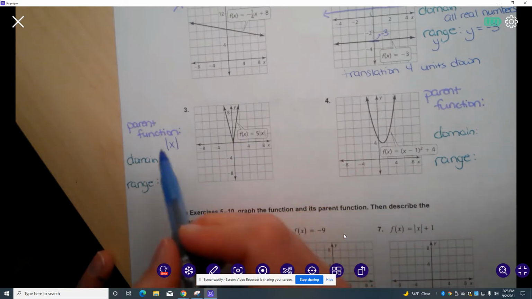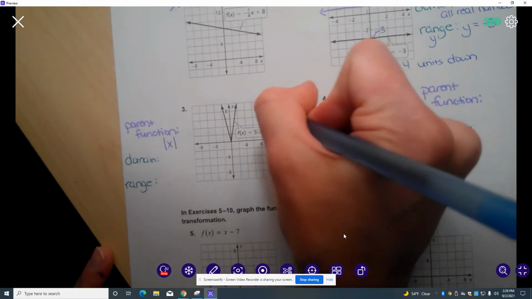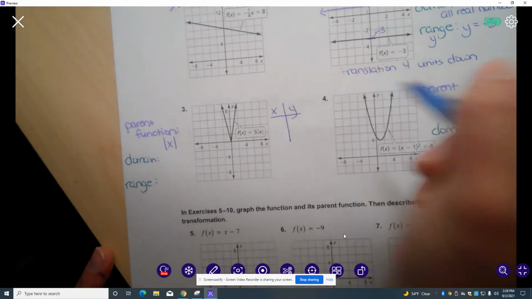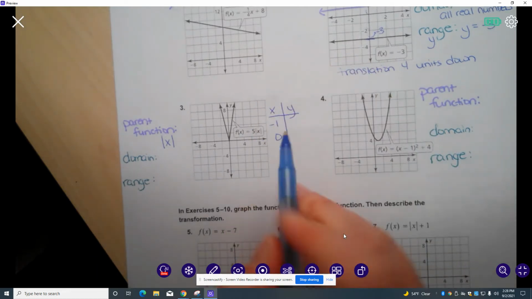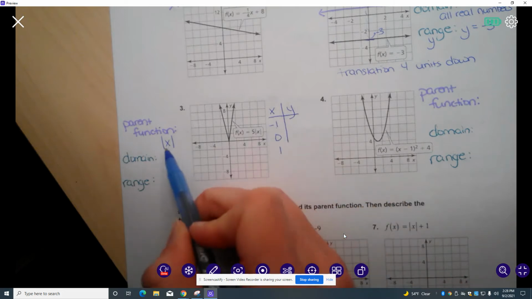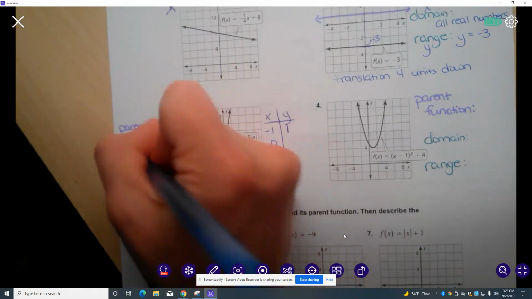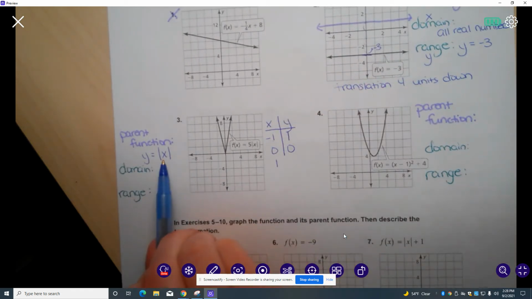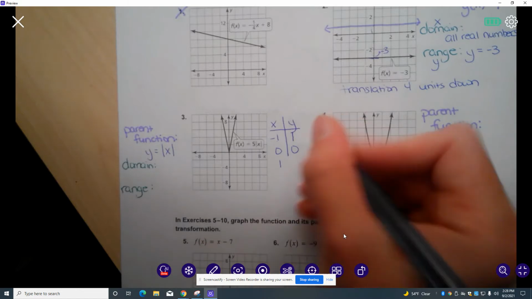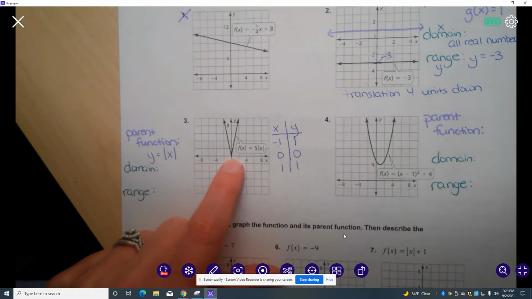Okay. You should start to be able to get into a habit of being able to graph this really quick. If you're struggling, remember you can always make a little table and choose some x values. I'll choose -1, 0, and 1. So if I plug in -1 for x, the absolute value of -1 is +1. If I plug in 0 for x, the absolute value of 0 is 0. And if I plug in 1 for x, the absolute value of 1 is 1. This helps us get the overall shape and plot some points in order to graph that parent function.